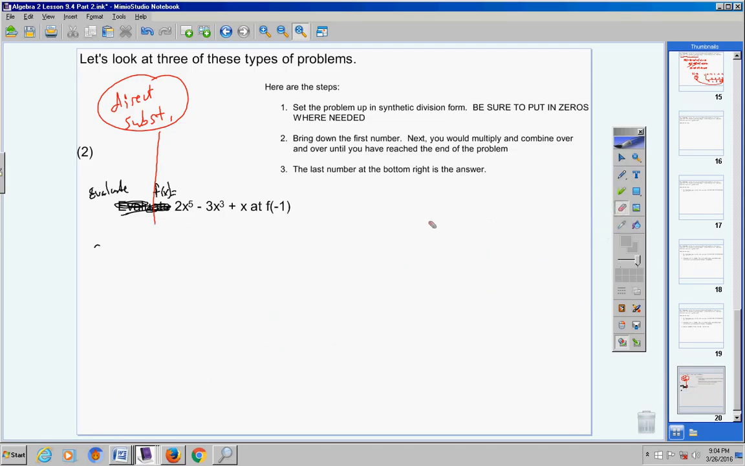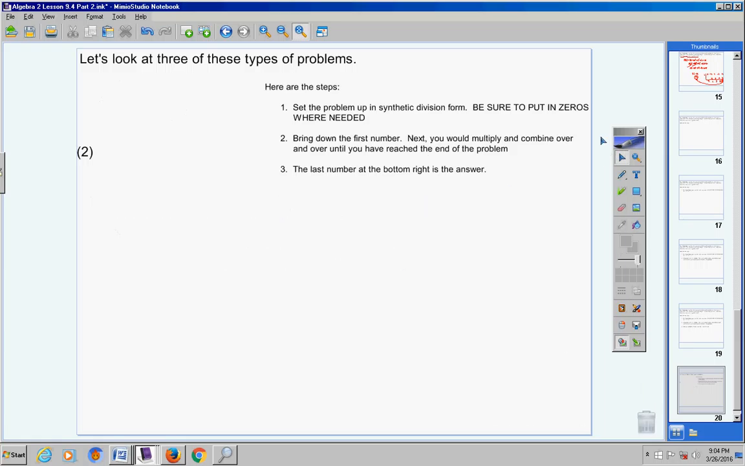This is called using synthetic division to evaluate a function at a given value. You've always used direct substitution in the past. Now you're learning a different way to do that, okay? And I'm sorry for all the typos. That should be a little 3, x cubed. That should be a little 2, x squared, okay? Alright, here we go.